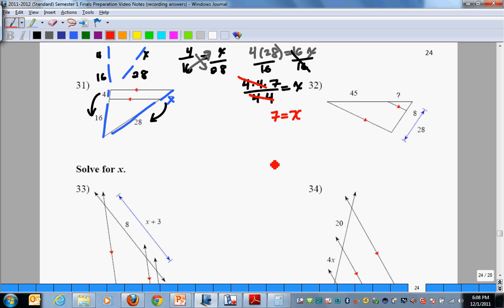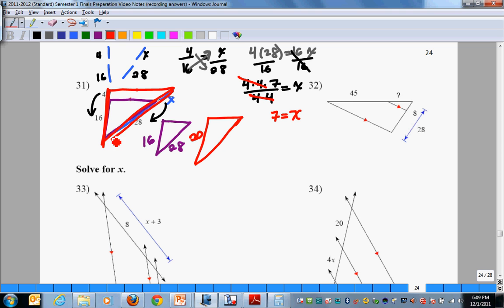Another way we can look at this is if we can split the triangles up. Let me separate the triangles so that they're easy to see. We have a smaller triangle, which I'm going to draw right here, 16 and 28. And then we have a larger triangle overlapping. You can use this method, the separation of triangles. You just have to be very careful that you separate them properly. So we have this whole side here is 20. This whole side here is going to be 28 plus x.